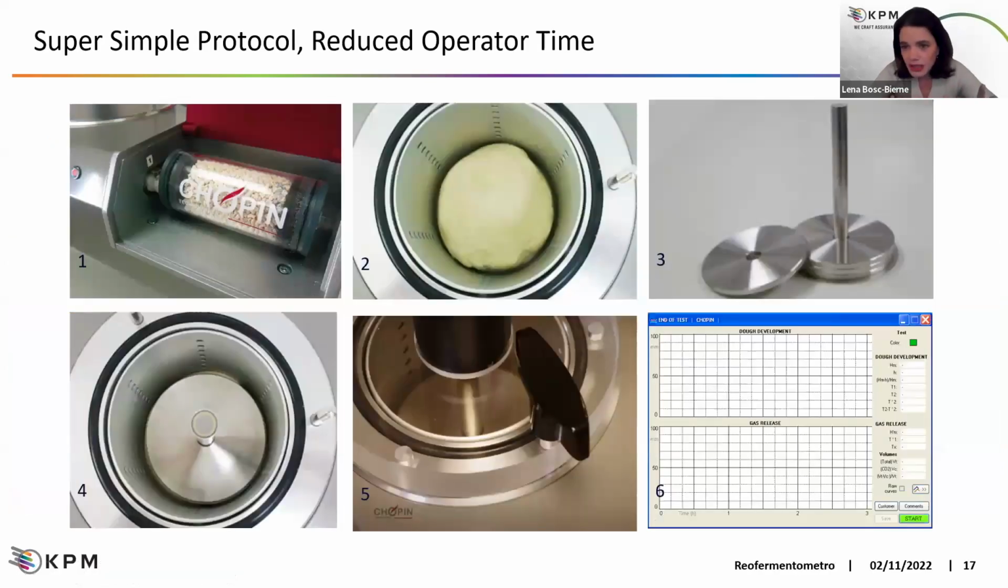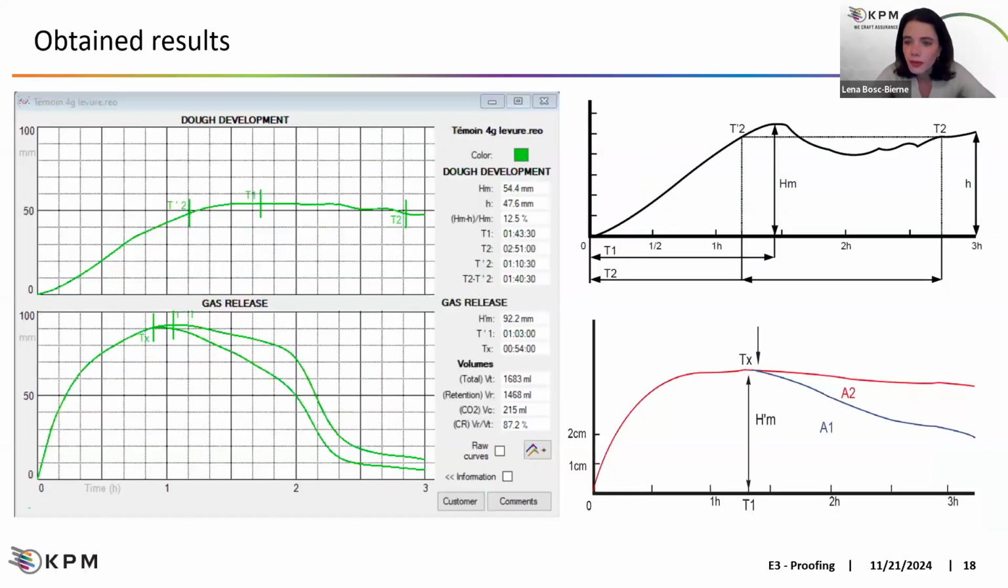It's a very simple test to perform. You put your soda lime cartridge in place, you make your dough, you put it into your tank, and you put the piston onto it, with weight or not, that depends, sometimes yes, sometimes not. You close all of that hermetically and you press start. And the entire thing is automatic. In the end, you have something like that.